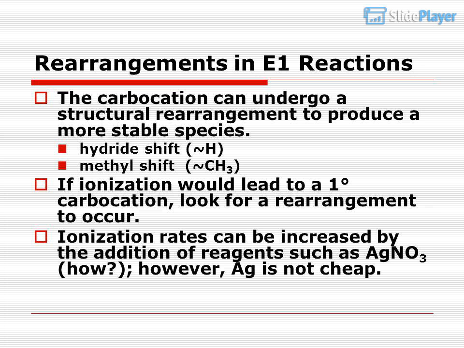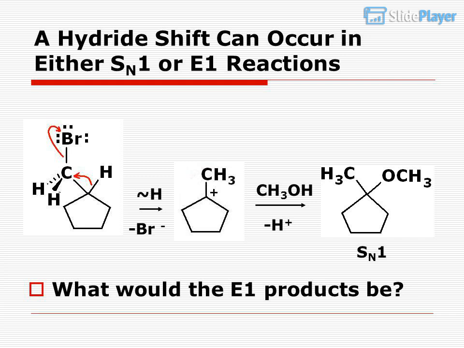Rearrangements in E1 reactions. The carbocation can undergo a structural rearrangement to produce a more stable species. Hydride shift, (H). Methyl shift, (CH3). If ionization would lead to a 1 degree carbocation, look for a rearrangement to occur. Ionization rates can be increased by the addition of reagents such as AgNO3. However, Ag is not cheap. A hydride shift can occur in either SN1 or E1 reactions.